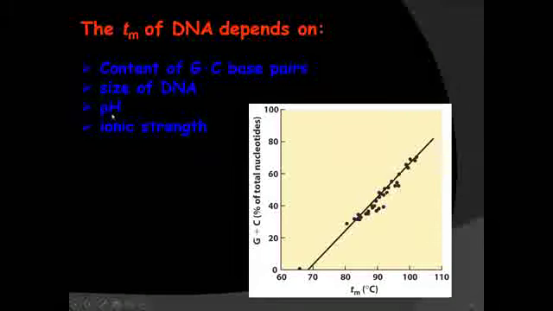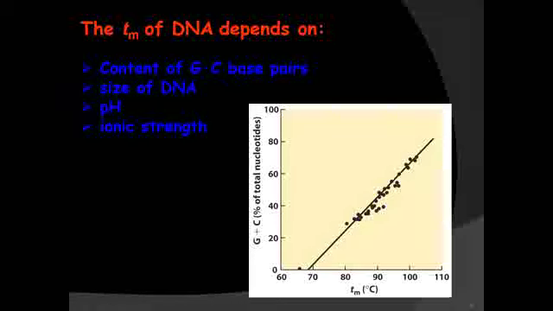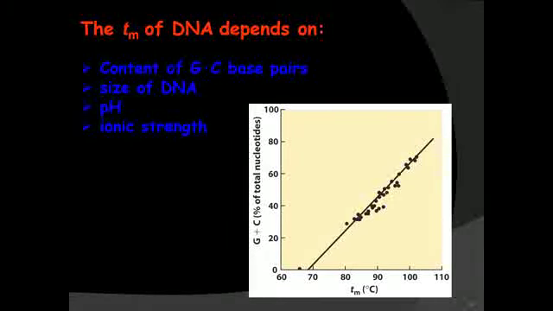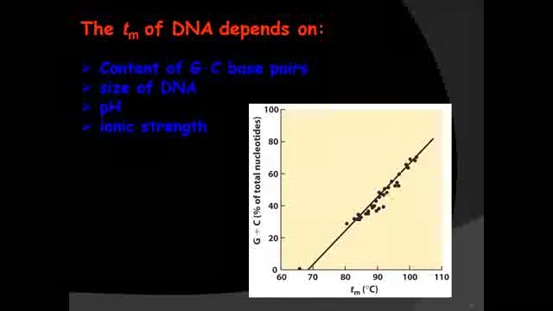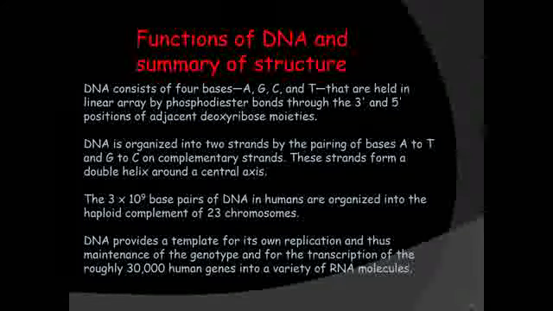pH is an important factor because DNA is a polar molecule. The hydrogen bonds they produce are dependent on the electrostatic interaction between hydrogen protons and electronegative atoms. So pH is a very important factor that determines the melting temperature, and the ionic strength of the medium in which the denaturation is being performed affects the melting temperature of the DNA molecule as well.